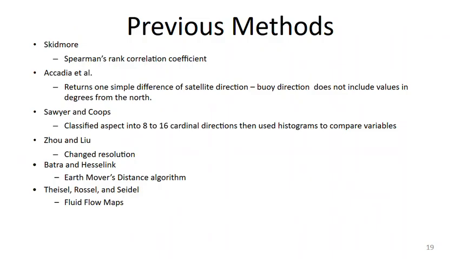Previous studies done to compare 2 vector maps include work done by Skidmore, who used the Spearman's rank correlation coefficient, Acadia, who just subtracted the absolute differences. I want to direct your attention to Batra and Hesselink, who used the Earth Mover's Distance algorithm, and also Thiesel, Rossel, and Siddell, who used fluid flow map differences.